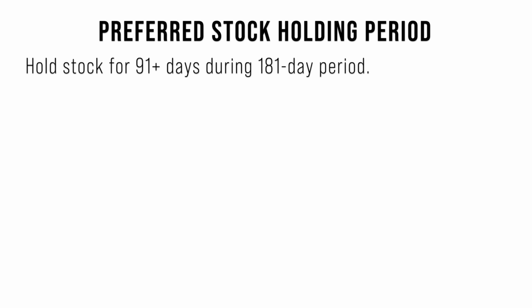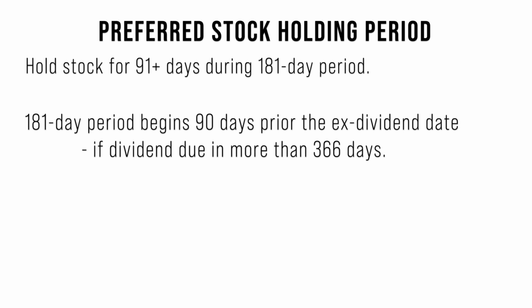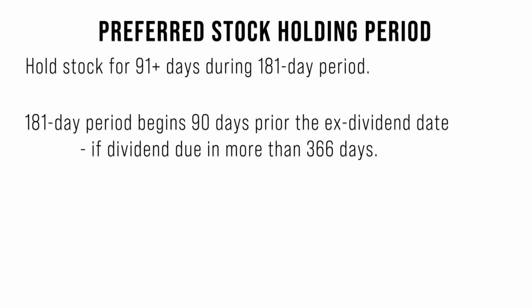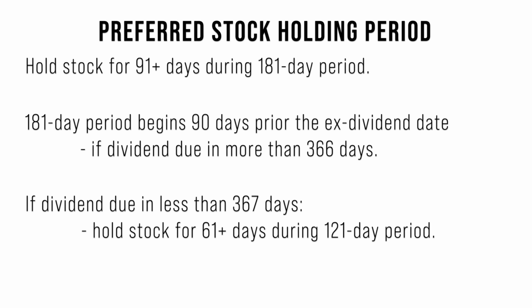If you own a preferred stock, the holding period rules are a little different. You must hold the stock more than 90 days during the 181-day period. The 181-day period begins 90 days before the ex-dividend date if the dividends are due to periods totaling more than 366 days. If the preferred dividends are paid in less than 367 days, the holding period test is 61 days or more during the 121-day period.